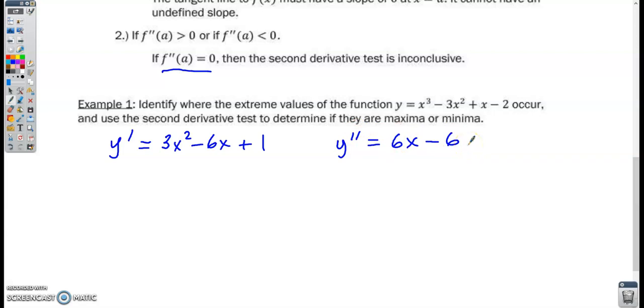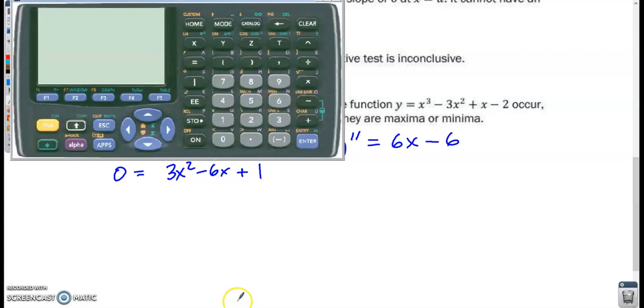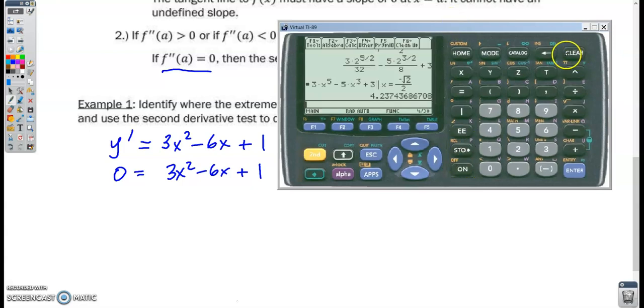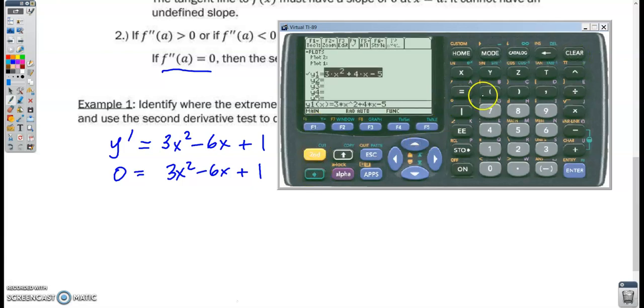So the first thing I want to do here is figure out where this first derivative is equal to 0. So I'm going to set the derivative equal to 0 and solve. I can use the quadratic formula, or I could use my calculator, or I could factor if it's factorable. I don't think this one is factorable. Like I said, I could use the quadratic formula as well, but I'm going to opt to graph it and find the zeros using my calculator to help me out.